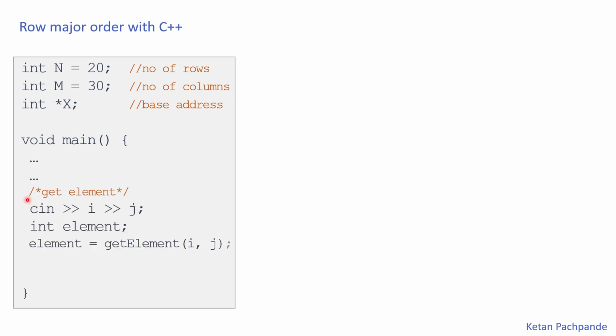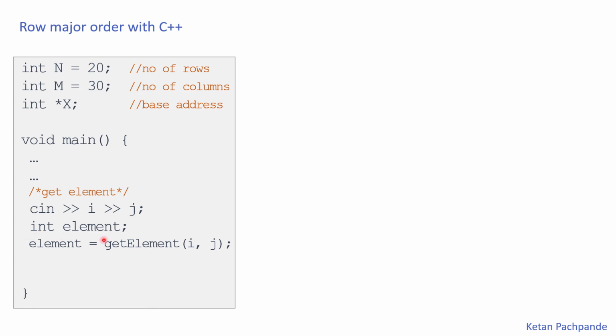Now what about getting an element? Let's say the elements are stored one by one by the user. And now let's see how to get the element, how to retrieve the element, provided the value of i and j. So let's again say that I ask the user what element you need to retrieve, from which row number i and which column number, that is j.